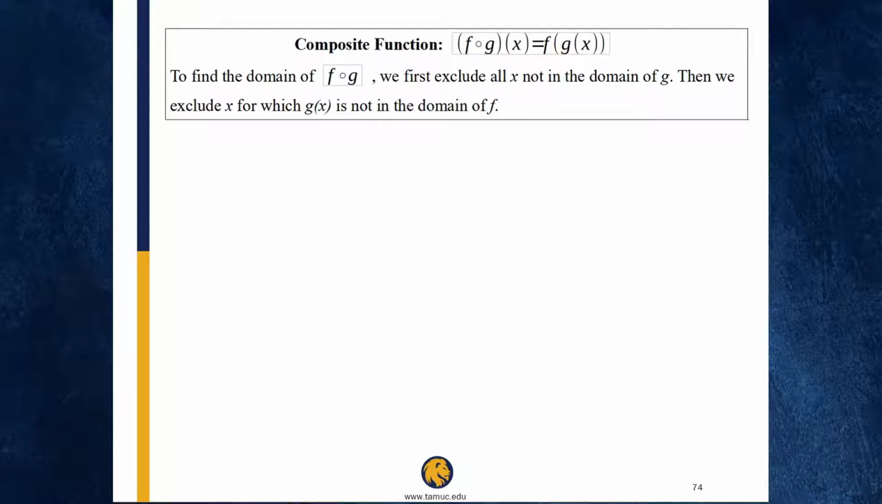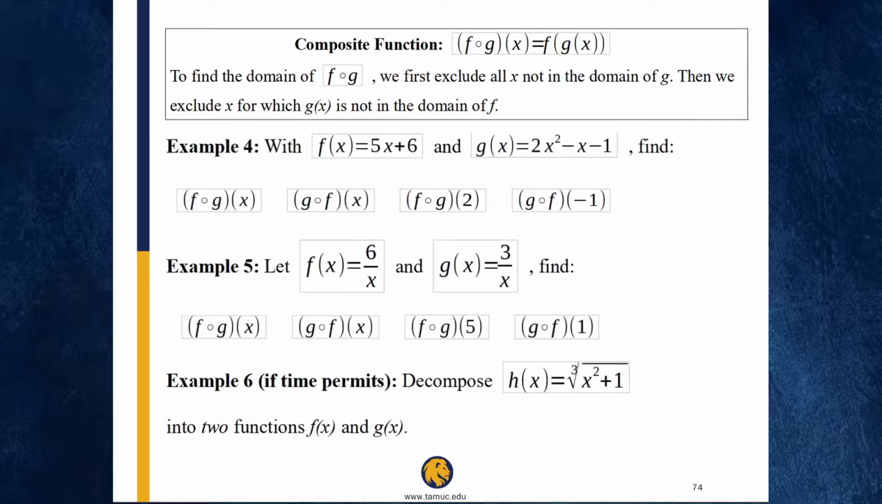Composite functions basically take one function, in this case like g, and substitute it inside of another function like here f. And so we'll look at some examples to show how we work with function composition and put them together and so forth.